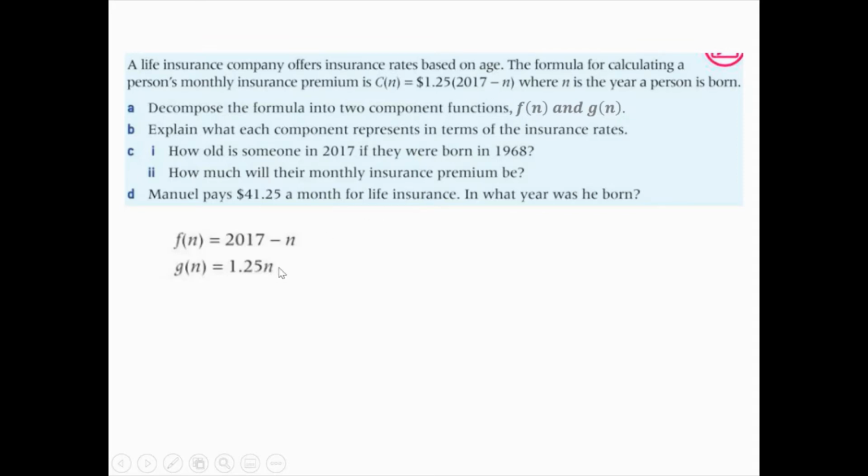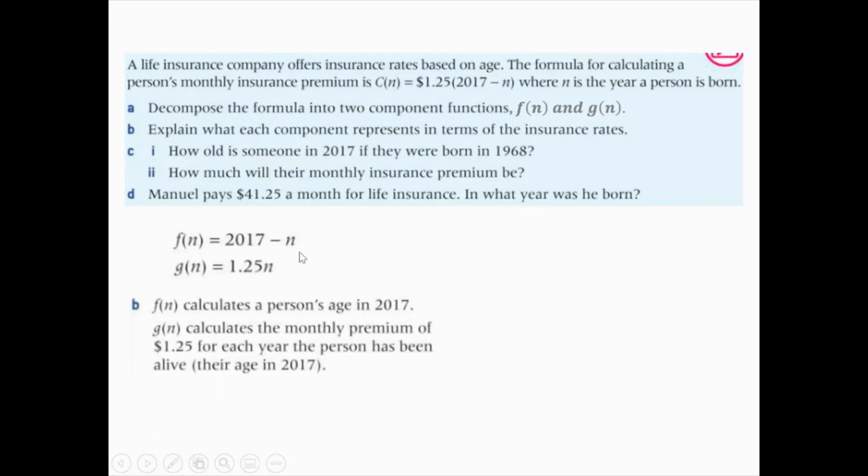So now what do these functions represent? That's the next step. And B, explain what each of these means in terms of this insurance policy. And remember, n represents a year of birth. So what does the f of n function represent? Well, f of n calculates the person's age, right? If n is somebody's year of birth, then this is a function that gives somebody's age. And then g of n, well, that's the function that tells you what monthly insurance rate they will pay, because it'll be 1.25 times whatever this function produces. Okay, so n being their age here. Okay, so there's a decomposition and description of those two functions.